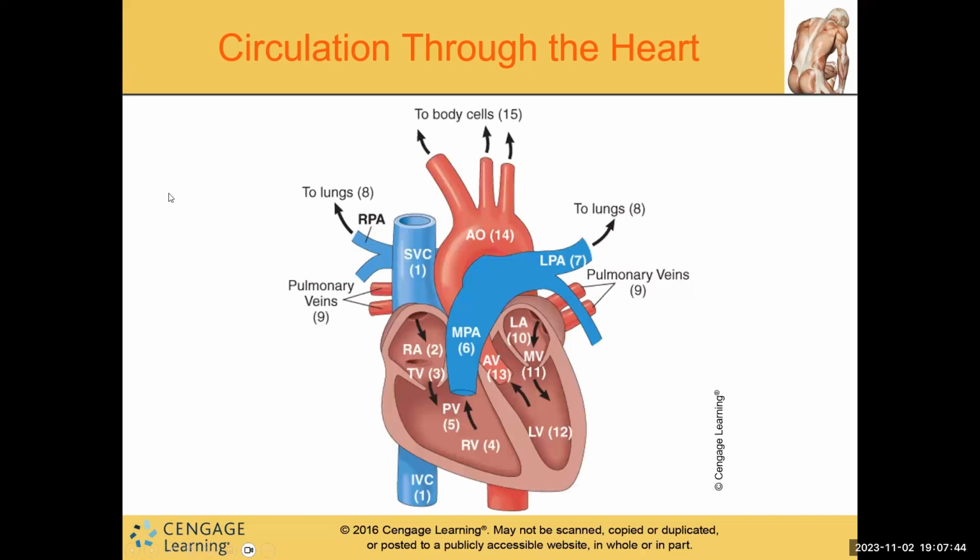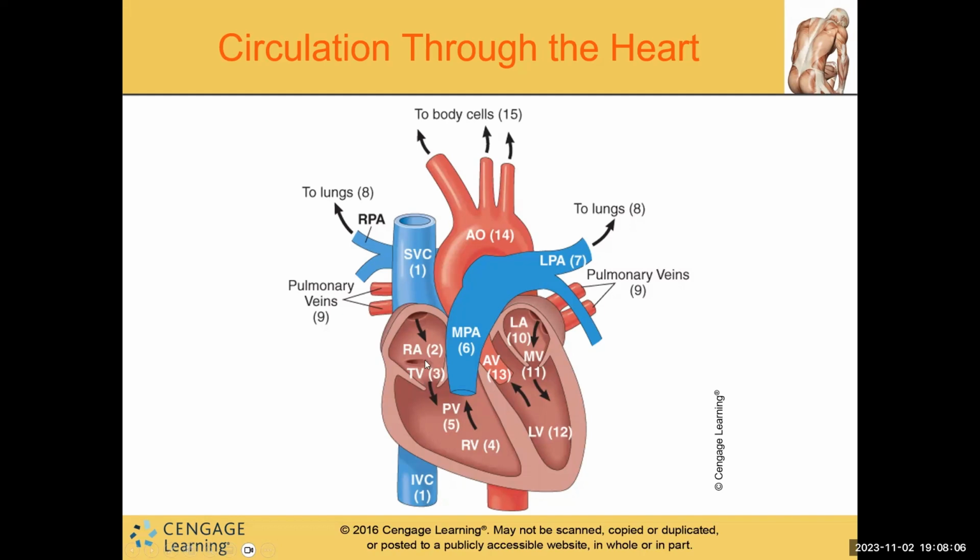So here we see it. We talked about the superior vena cava and the inferior vena cava coming up from below, going into the right atrium. It goes through the tricuspid valve.